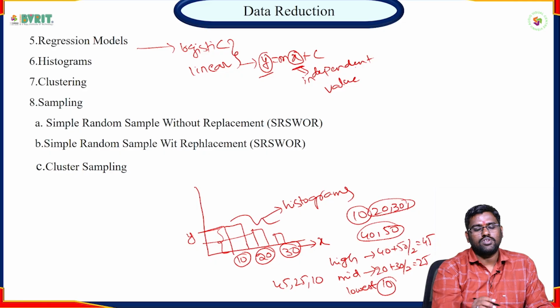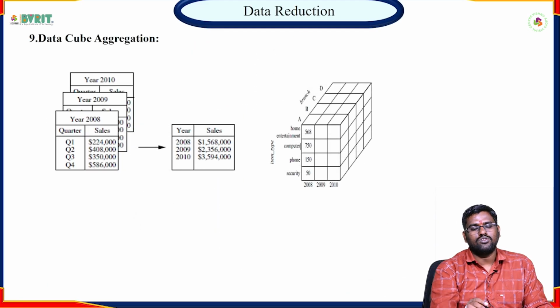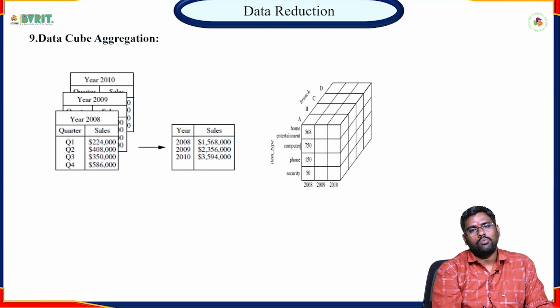Now coming to cluster sampling. Cluster sampling is used to cluster the given samples into single clusters. Now coming to the last one, data cube aggregation.